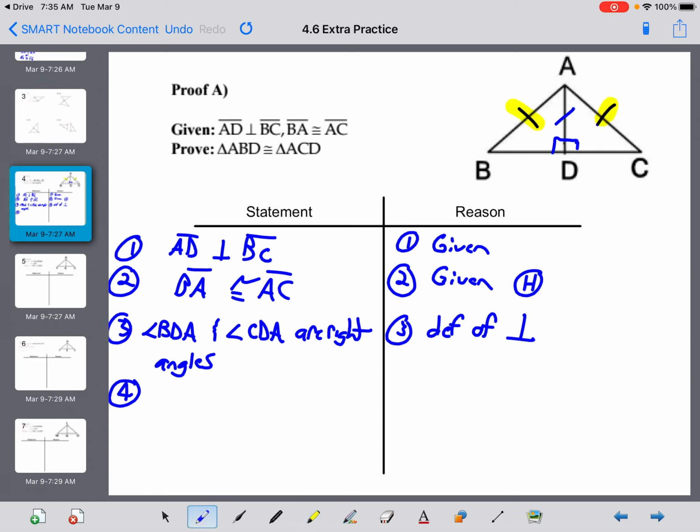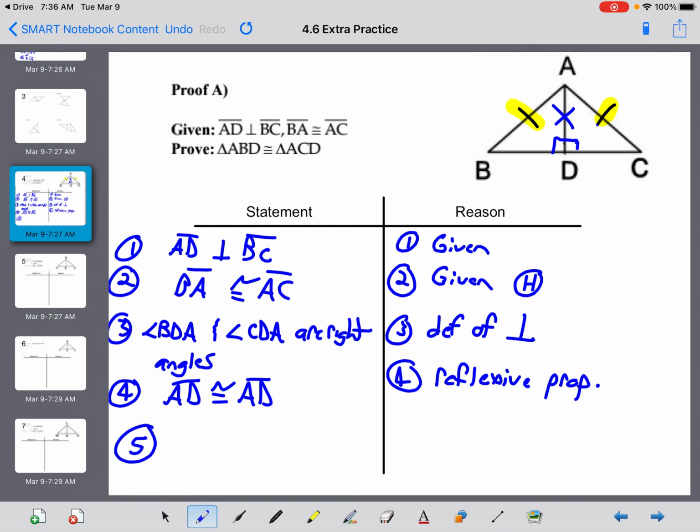Now we need a leg, and I would say that these share a side. So AD is congruent to AD. Okay, and that's the reflexive property. So for step 5, we're done. We have our hypotenuse, we have our leg. I can say that the triangles are congruent.